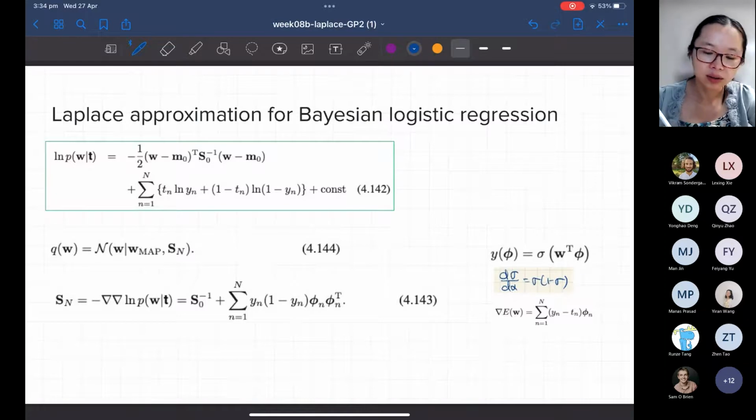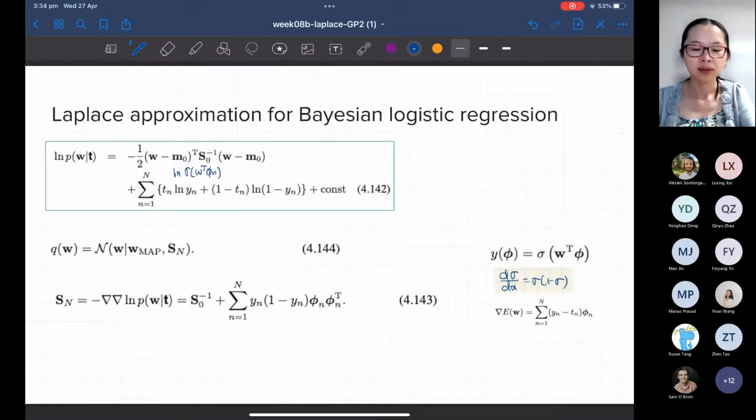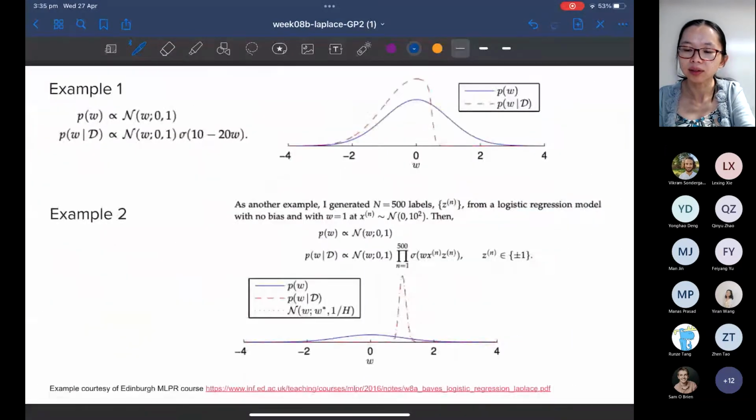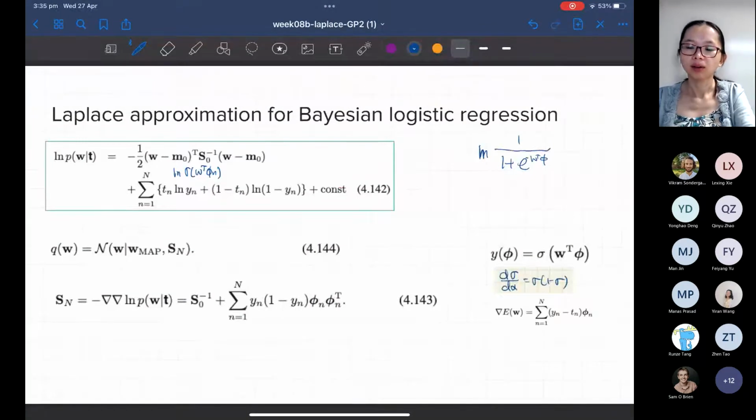This is not true because, look, the Tn's are constants, they are observed, and log Y's are essentially log of sigma of W transpose Phi N. These sigma functions are not quadratic or linear, plus we're taking a log on it, right? So to be more precise, what we're computing is log of 1 over 1 plus exponential of minus W transpose Phi. So this is clearly not quadratic. There is a minus sign that I missed. Yes, there is. Okay, so this justifies the use of the Laplace approximation recipe.